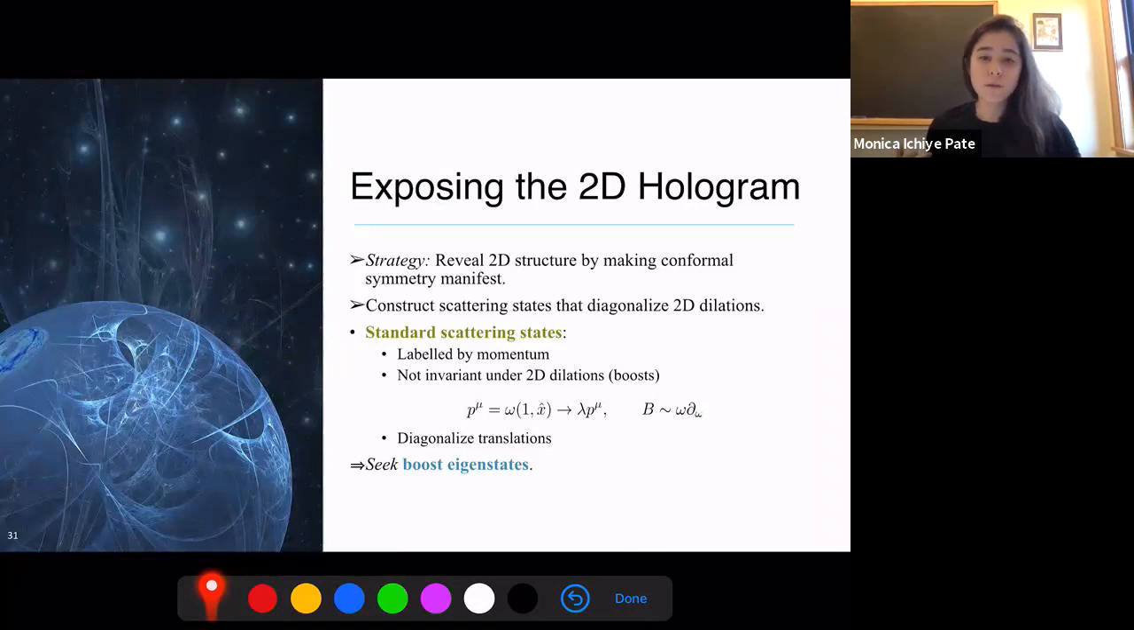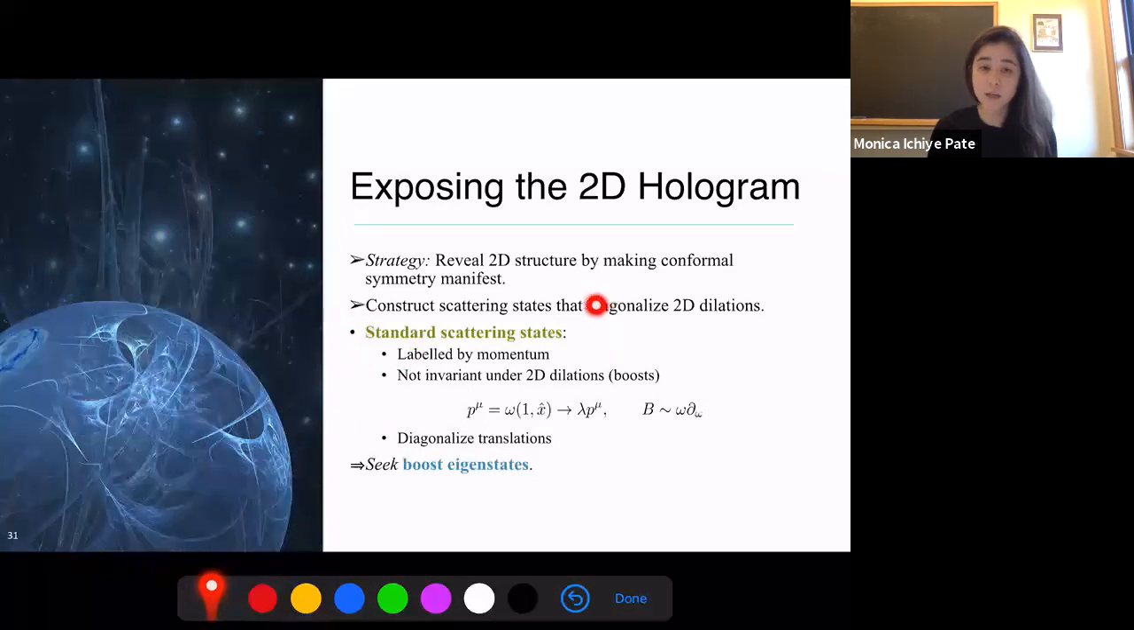So now that we have some intuition for how the scattering problem admits the conformal symmetry of a theory in 2 dimensions, let me explain how to exploit it. The strategy will be to make the scattering amplitudes resemble observables of a theory in 2 dimensions. Now, since this conformal symmetry was the foundation of this 2D structure, the way to make the scattering amplitudes resemble observables in 2 dimensions is to make the conformal symmetry manifest. And the basic idea for doing so is to scatter states that diagonalize the dilations in 2 dimensions.